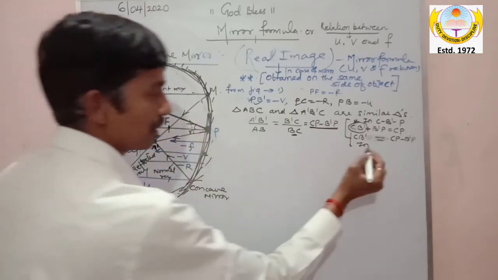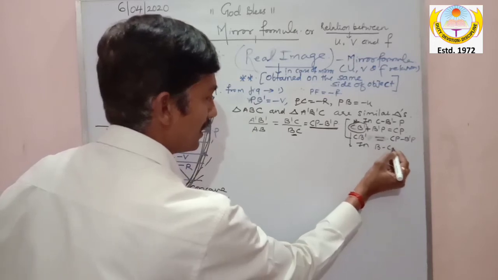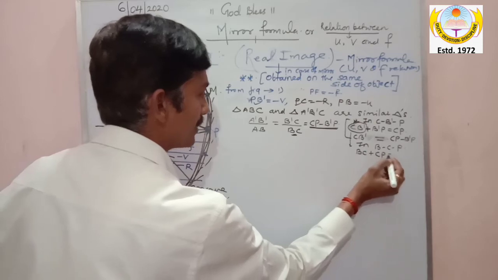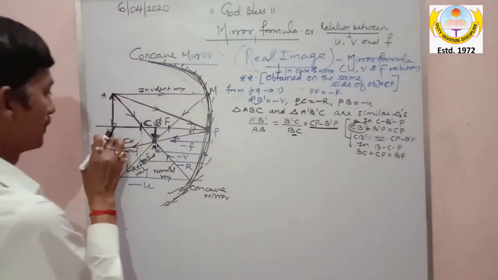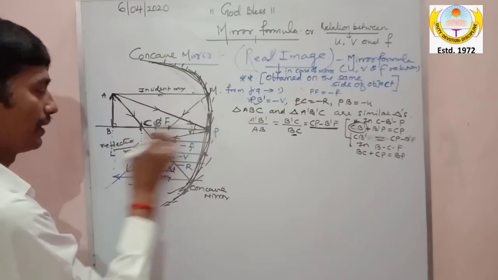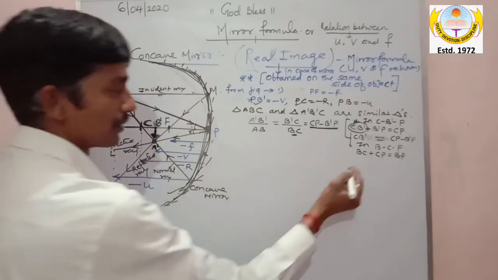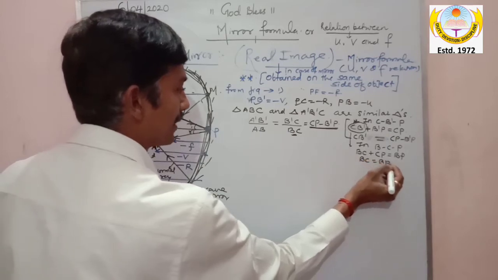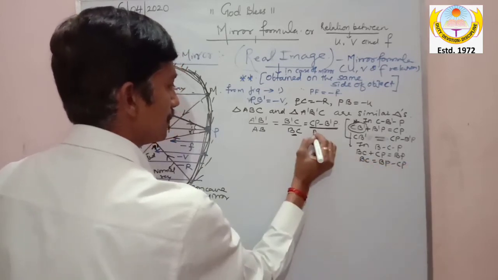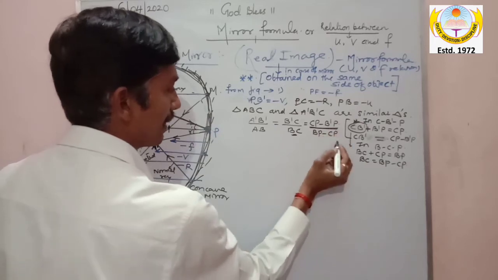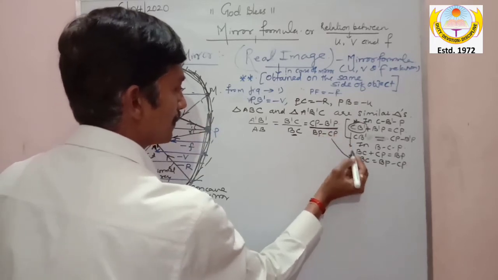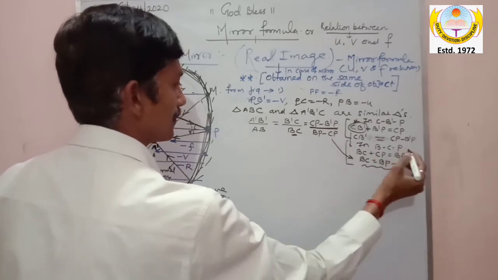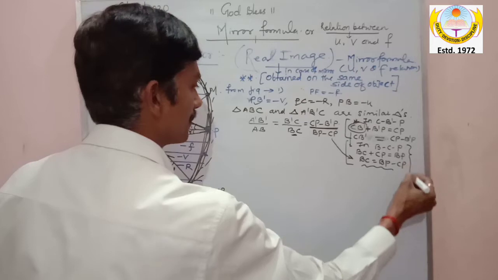BCP. So in BCP, BC plus CP is equal to BP. Simple. So this is what I need, BC. So BC is equal to BP minus CP. This I have done from here. You can see in the things, and this is from the figure.